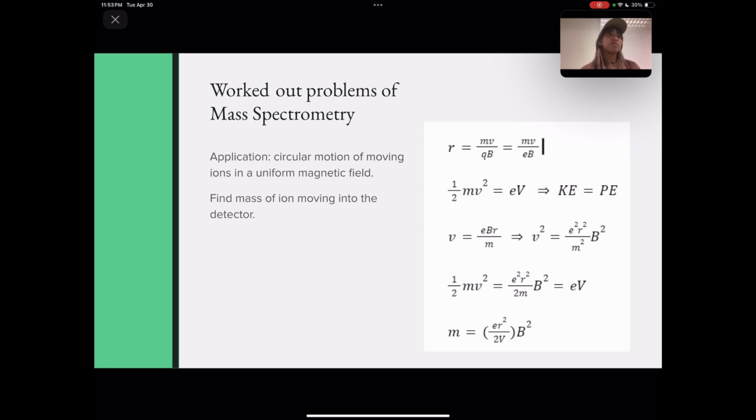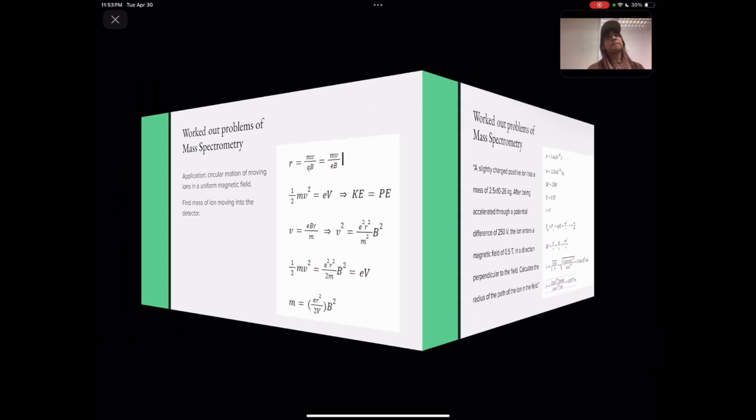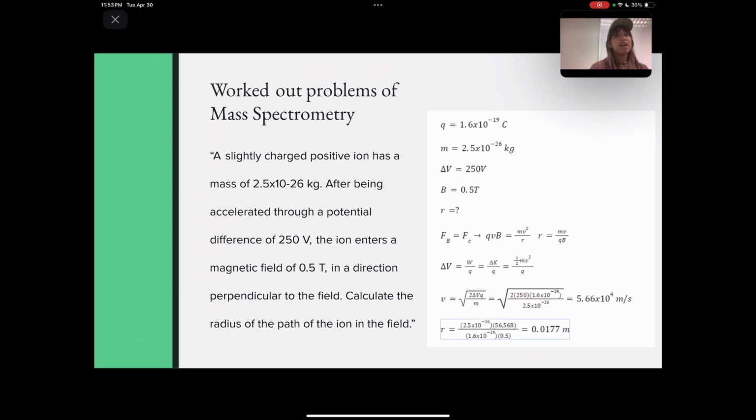But since velocity is in the kinetic energy formula, we will have to square everything in that. So now our new kinetic energy formula will be E squared R squared B squared over 2M, which is still equal to the potential energy of EV. Now rearranging all that to get M by itself, we have the new equation: M equals E R squared B squared over 2V.